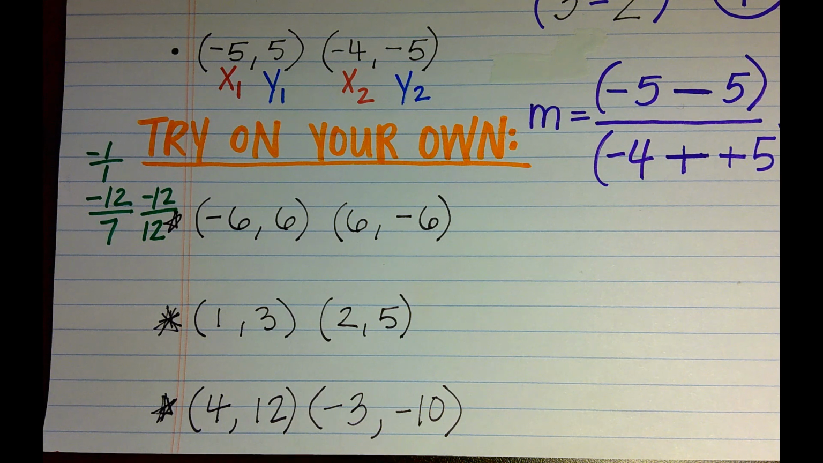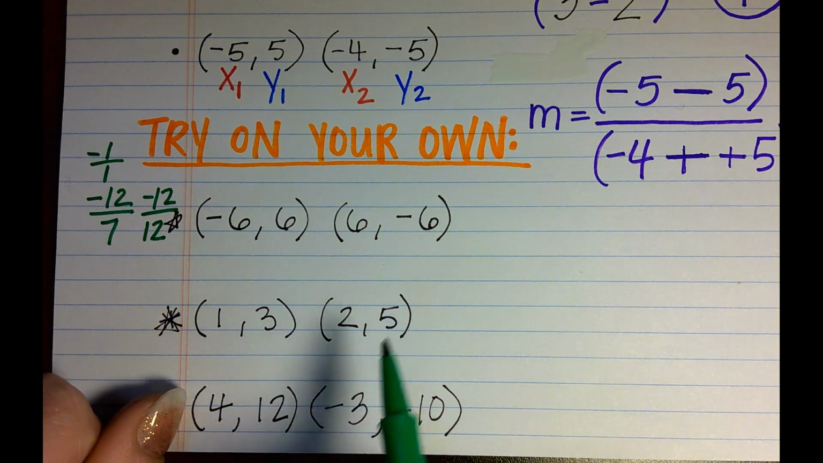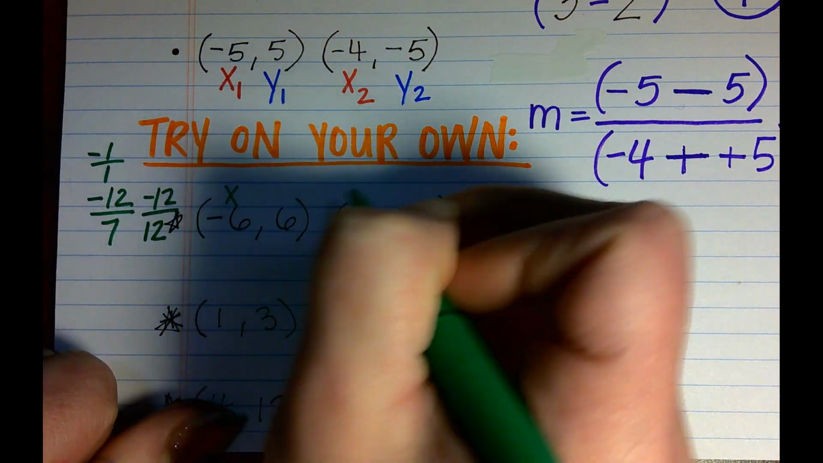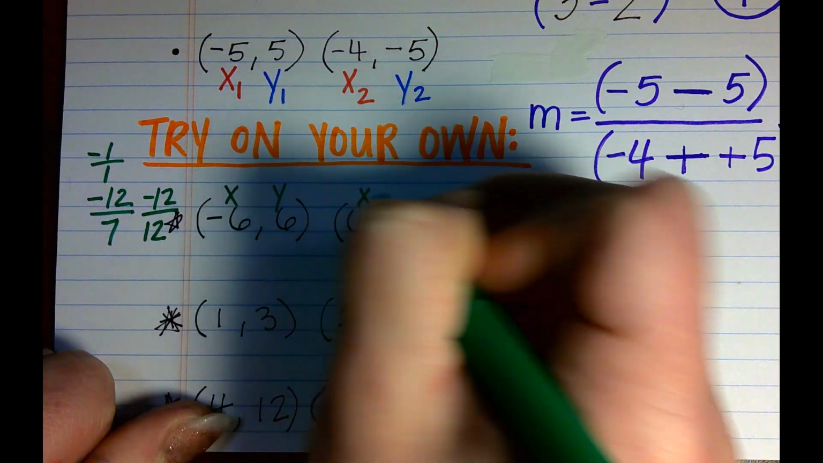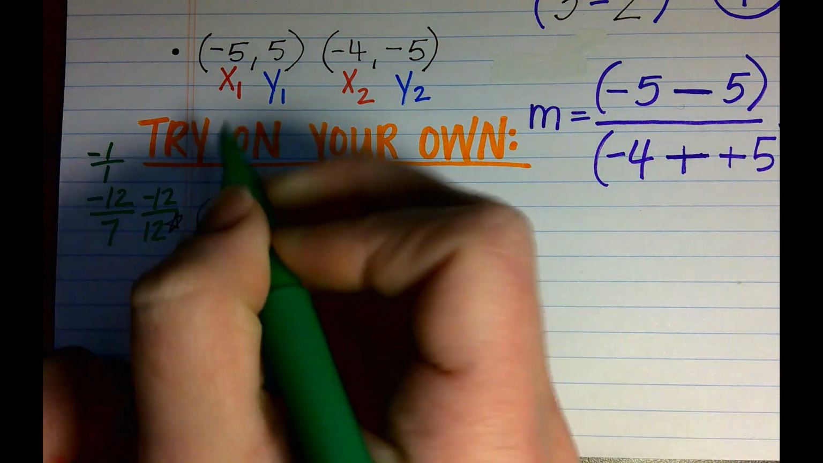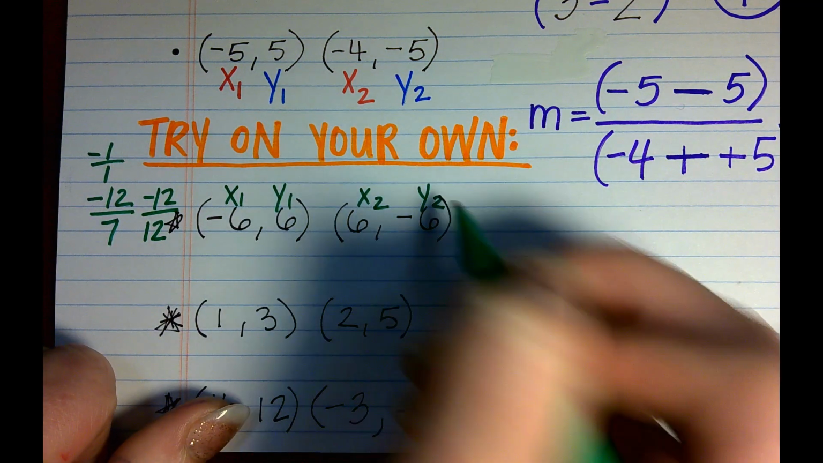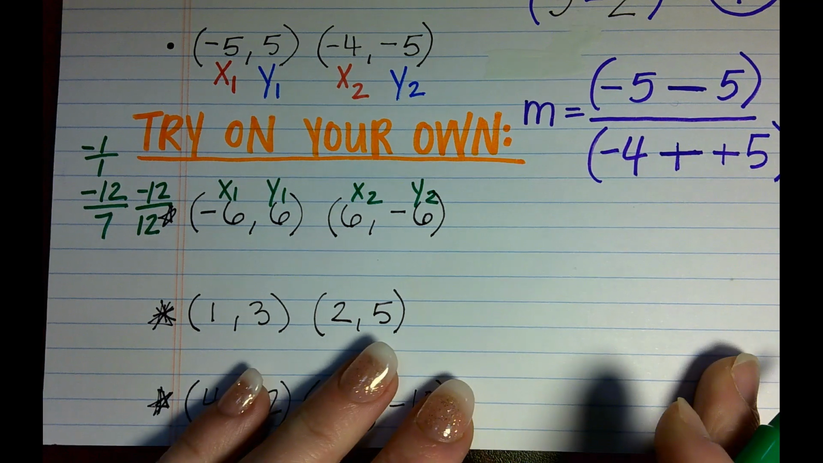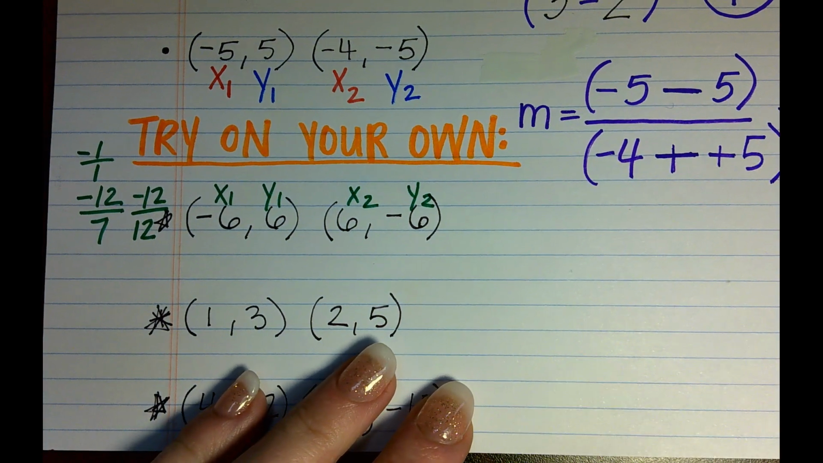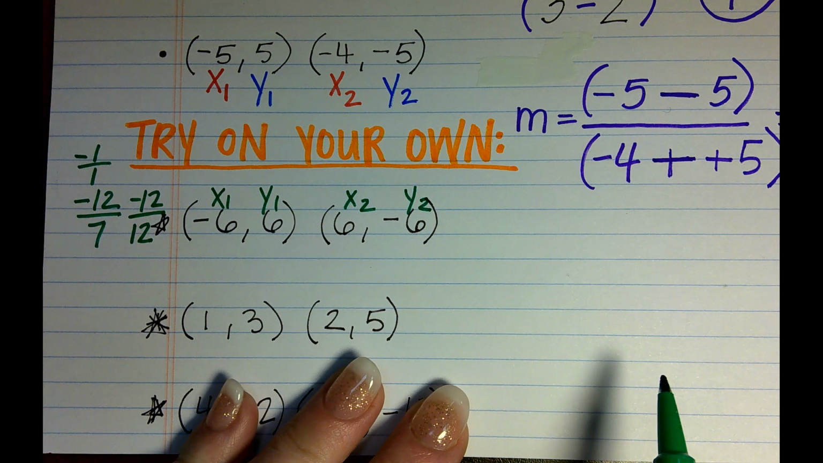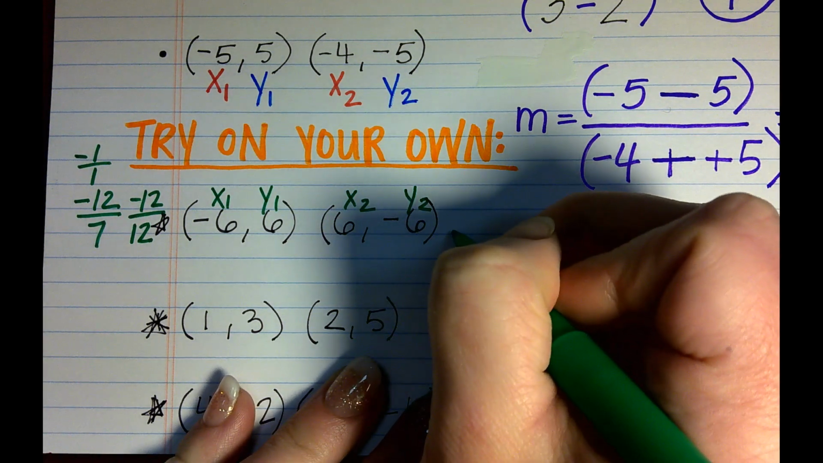So, what should we do first? Label our X and Y. Yes, let's label our X's and our Y's. Call this x1, y1, x2, y2. Okay, where do we go from there? Make our slope.